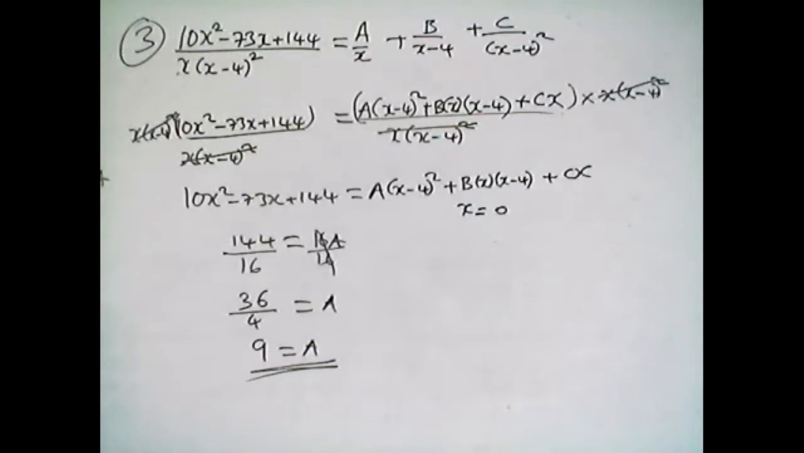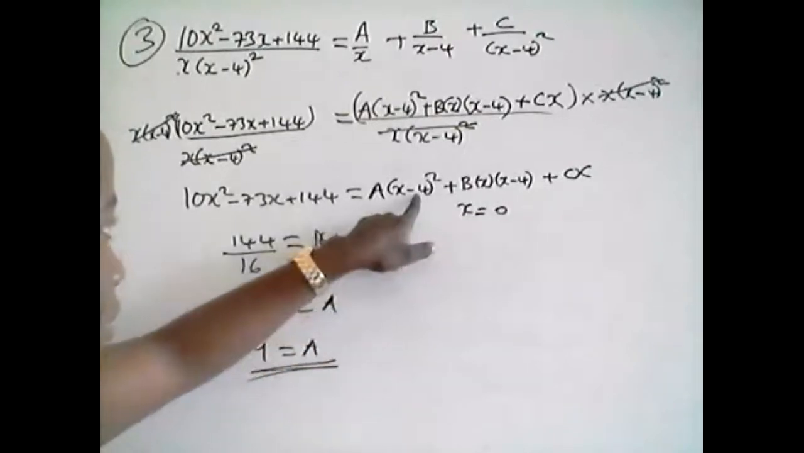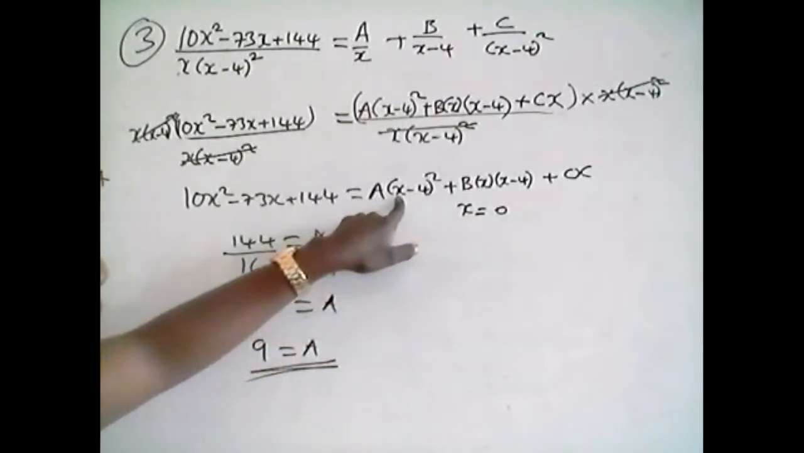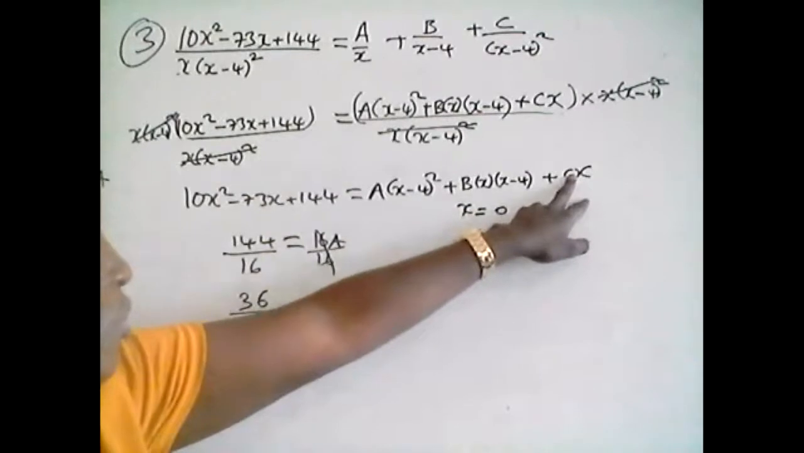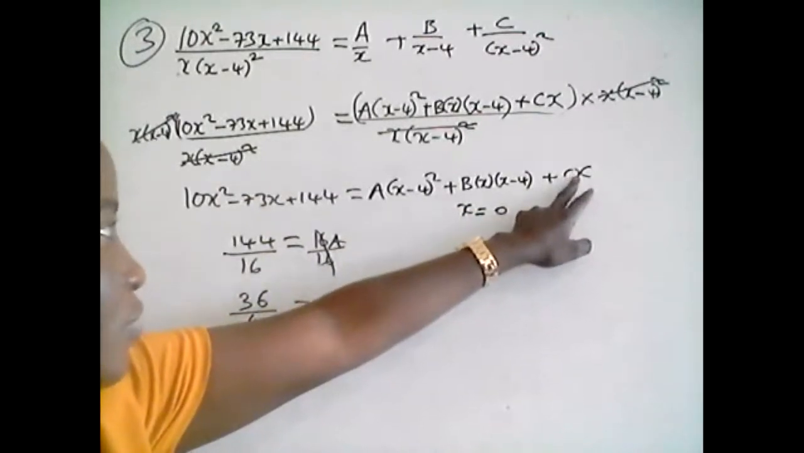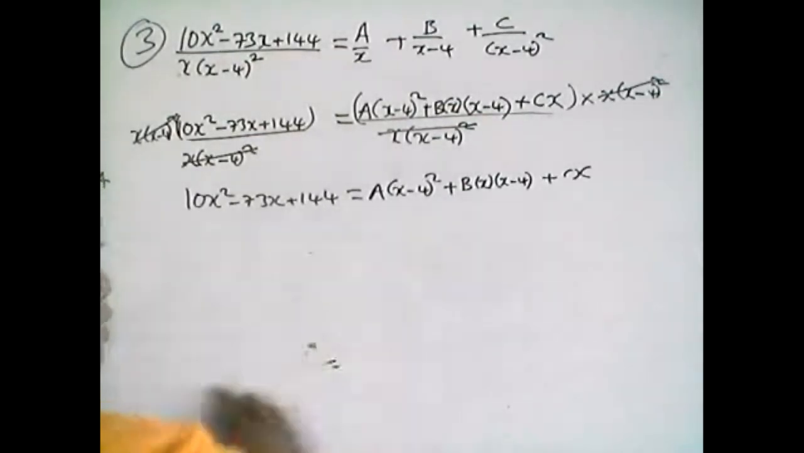Now how can we find the value of b? For us to find the value of b here, it's quite tricky. When you let x here be equal to 4, we'll be able to find the value of c. But for us to find the value of b, it's quite tricky. So what we're going to do is just use the coefficients.